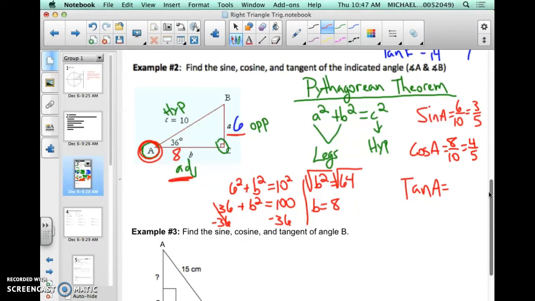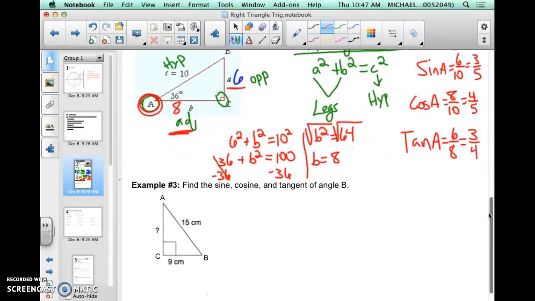And then the tangent of A is TOA, or opposite over adjacent. The opposite is 6, the adjacent is 8. 6 over 8 reduces to 3 over 4. So that is how you use the Pythagorean theorem to find an unknown side length before you can find the trig ratios. So I want to ask you to pause the video and try example 3 on your own.